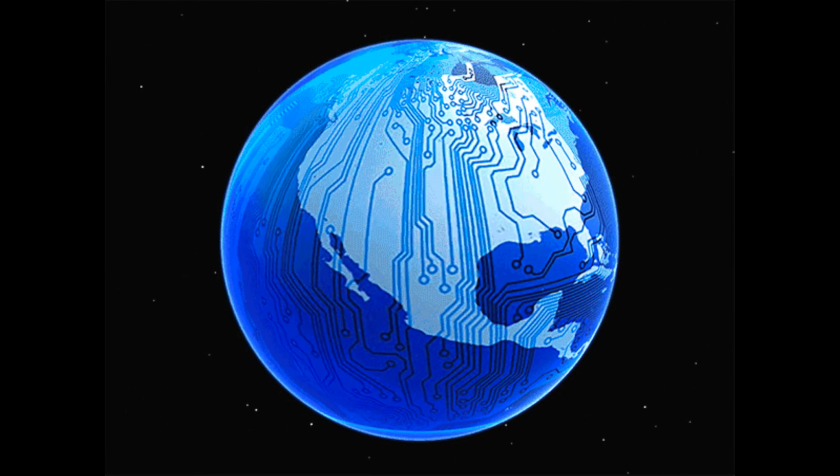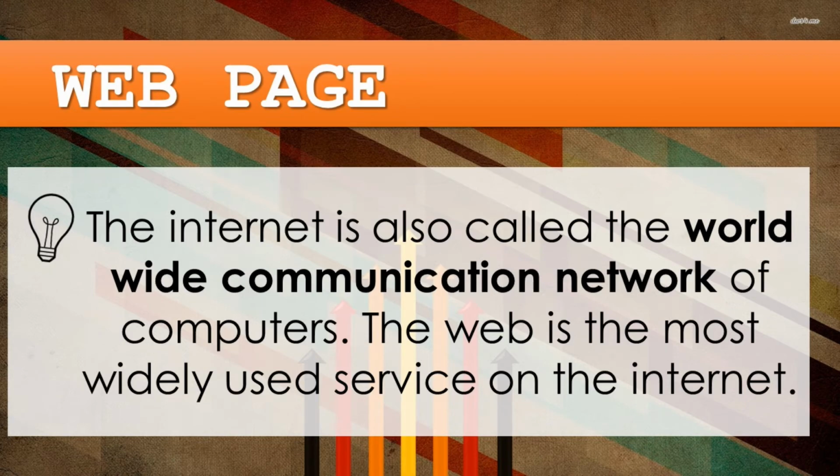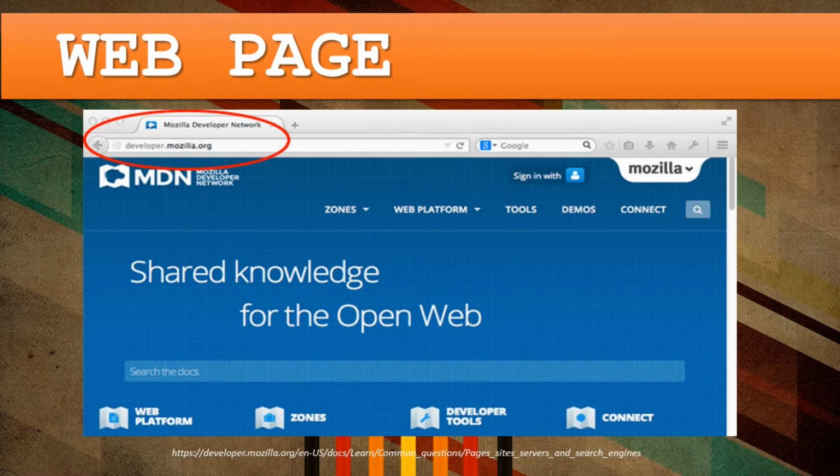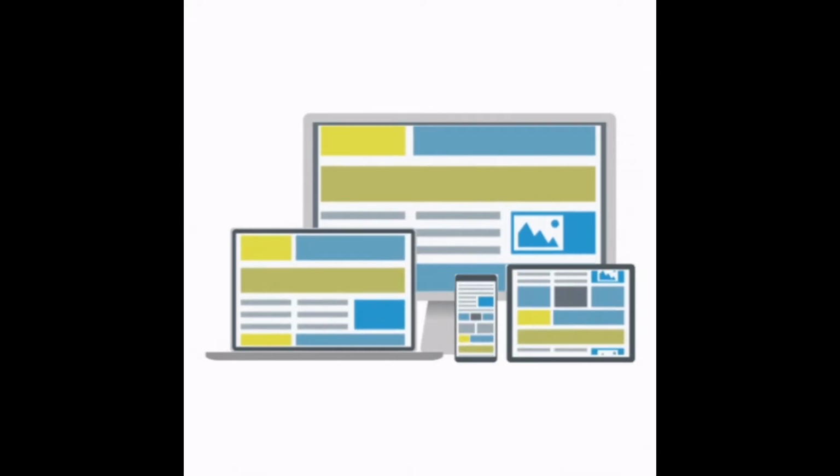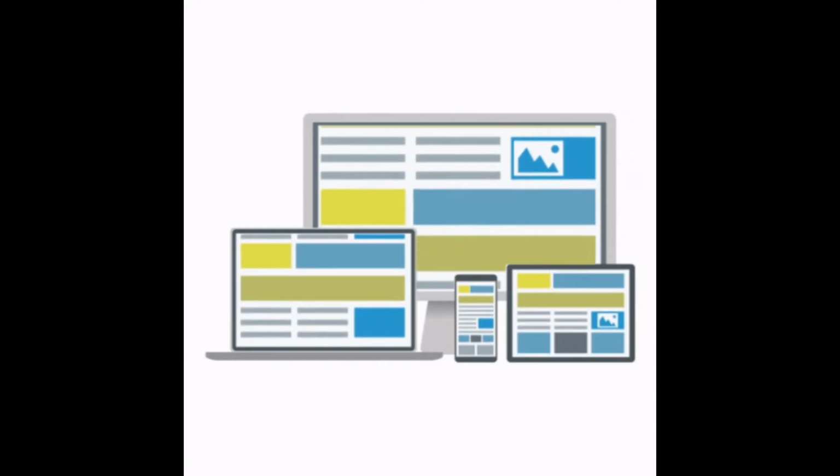The following are some features of the internet. The first one is the web page. The internet is also called the worldwide communication network of computers. The web is the most widely used service on the internet. It consists of many web pages joined by hyperlinks.